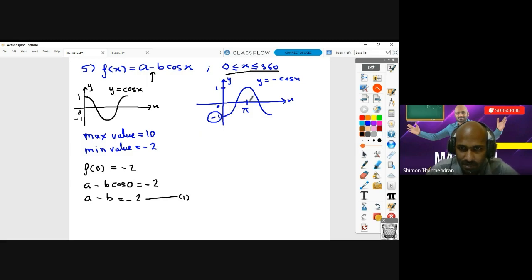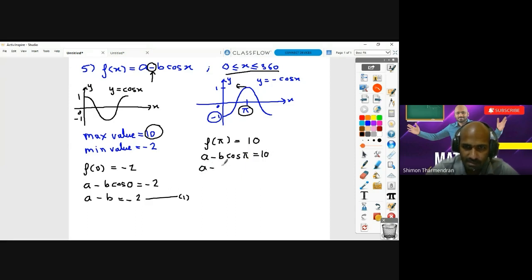And then you look at pi here. This is the negative cos graph because here is minus here. I'm looking at this graph. When pi, I'm getting my highest value. But according to the question, my highest value is 10. So gantikan, just replace. When I put pi into my equation, I will get my maximum value. But given is 10 here. So a minus b, gantikan x dengan pi, equals to 10. If you press calculator, cos pi is -1. You get 10. So over here we got a plus b equals to 10.